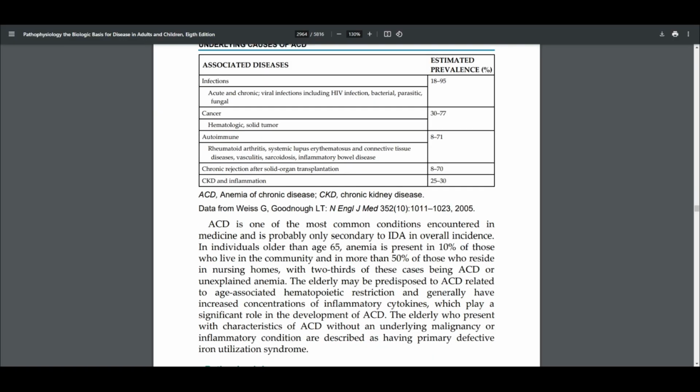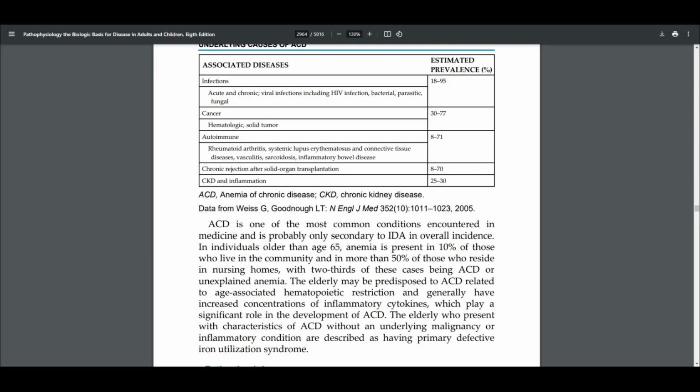ACD is one of the most common conditions encountered in medicine and is probably only secondary to IDA in the overall incidence. In individuals older than the age of 65, anemia is present in 10% of those who live in the community and in more than 50% of those who reside in nursing homes, with two-thirds of the cases being ACD or unexplained anemia.